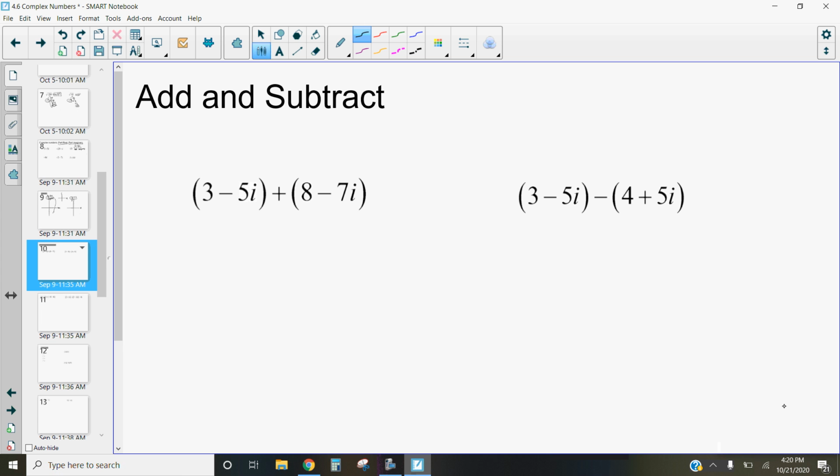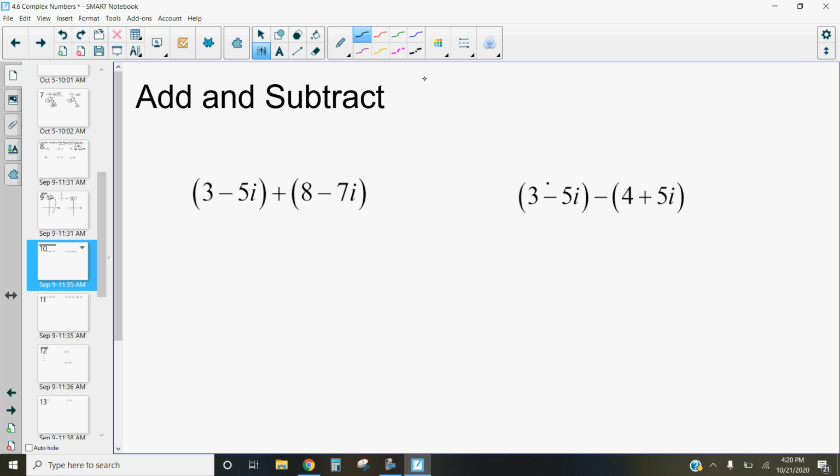Hi, this is Mrs. Kidman, and in this video, we're going to be discussing how we add and subtract complex numbers. So again, complex numbers are numbers with i in them. Now, adding and subtracting complex numbers is a lot like adding or subtracting radicals. The only difference is we only add what's alike.